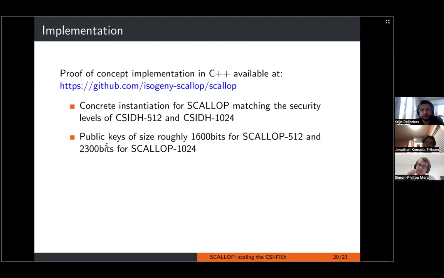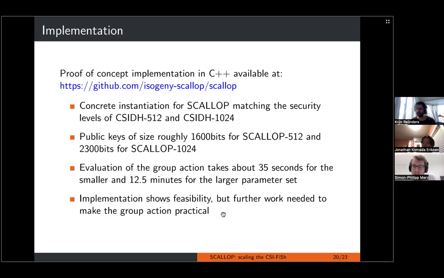We implemented this SCALLOP scheme with concrete parameters in C++, and it's available under this link. We have two concrete instantiations with parameters that should match the security of CSIDH-512 and CSIDH-1024. For those, the public keys are a bit larger than in CSIDH, with 1,600 bits for SCALLOP 512 and 2,300 bits for SCALLOP 1024. It's still quite compact compared to other schemes.